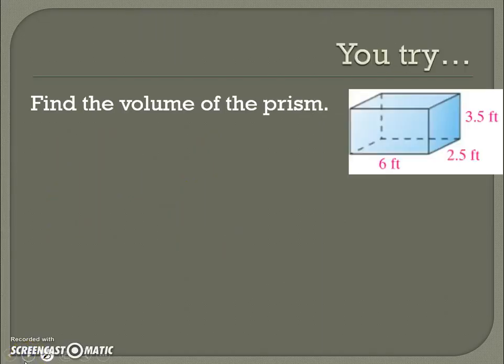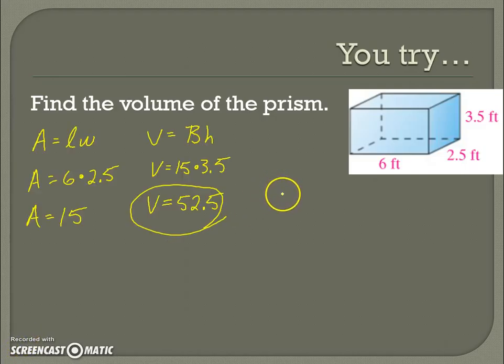Alright, so here's one for you to try. Go ahead and pause. The answer will be up in 3, 2, 1. Alright, so here's what I got. Rectangular prisms are really nice, by the way, because you just end up multiplying all three of these numbers together. 6 times this times this. That only works for rectangular prisms, but it does work.